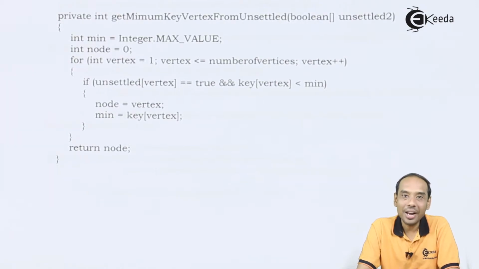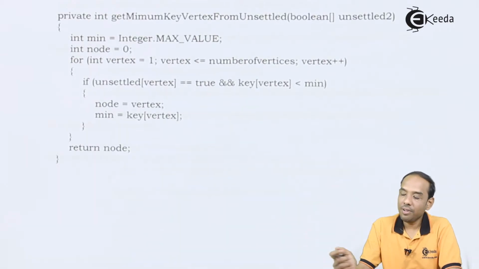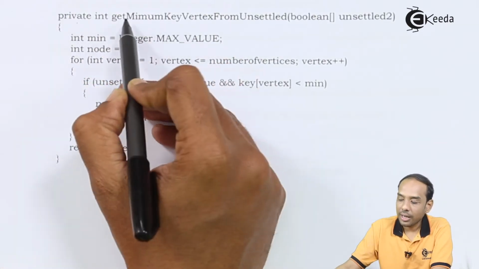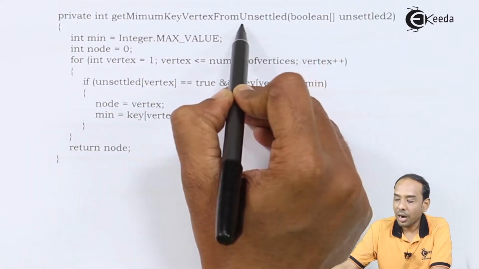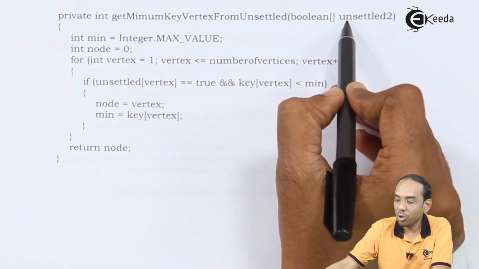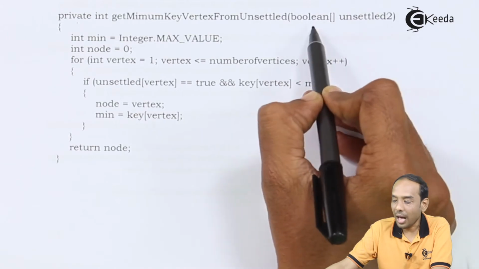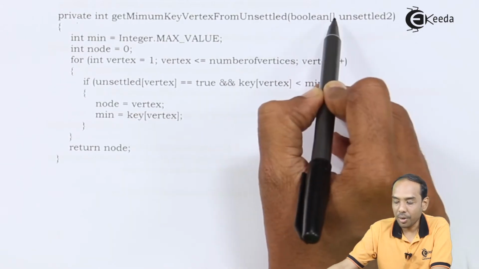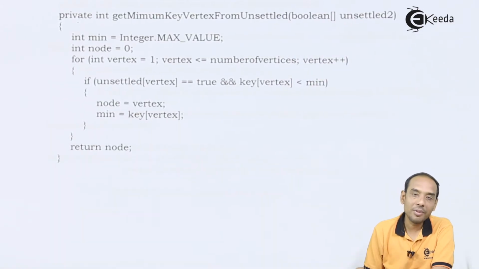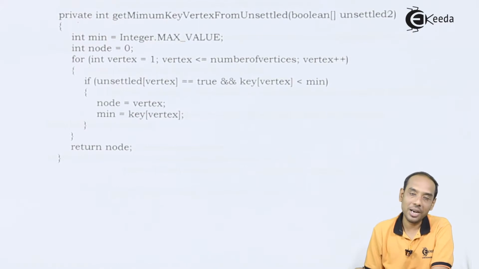Unsettled is your array which we have defined previously. Let us look at the function. We have private int getMinimumKeyVertexFromUnsettled. Now this value is going to be unsettled, a boolean array. Once this is done, then we need to calculate the minimum spanning tree value.